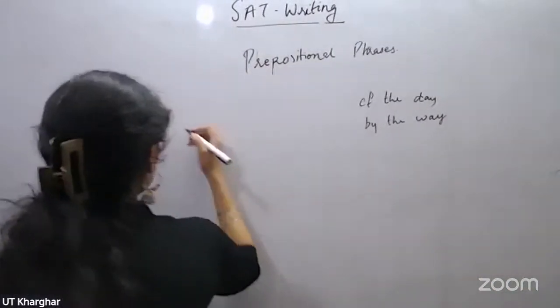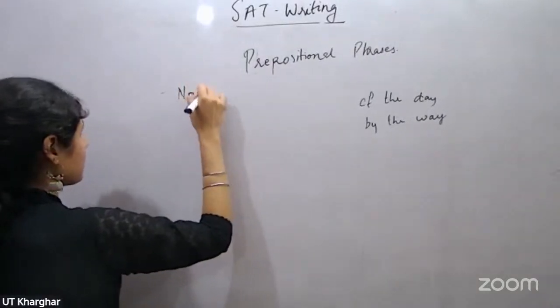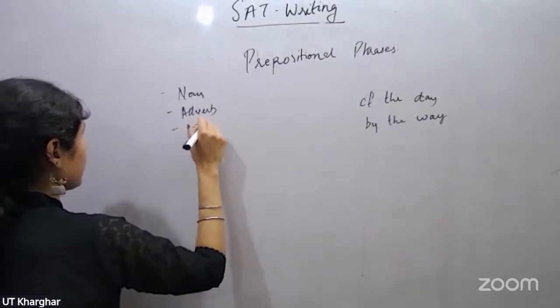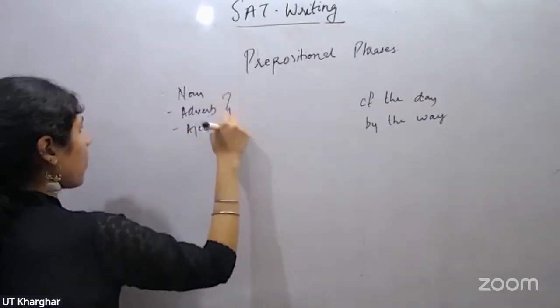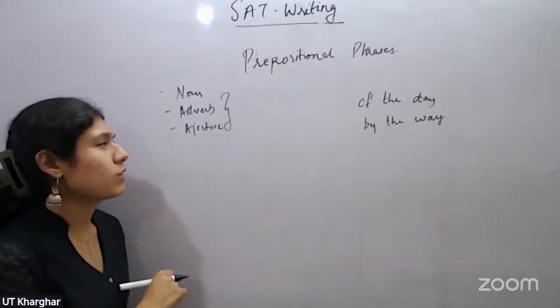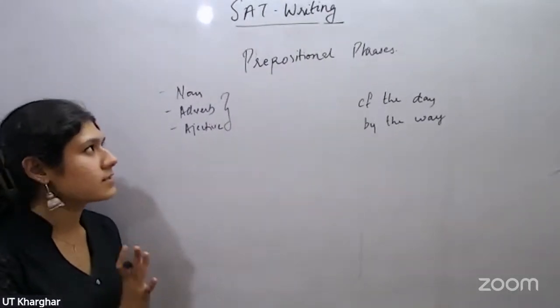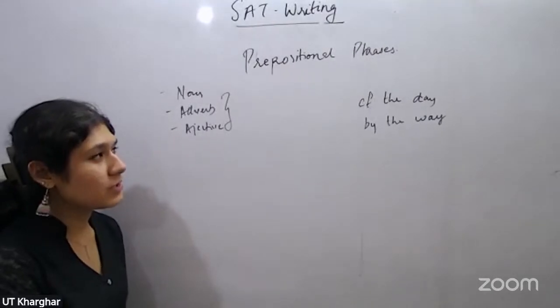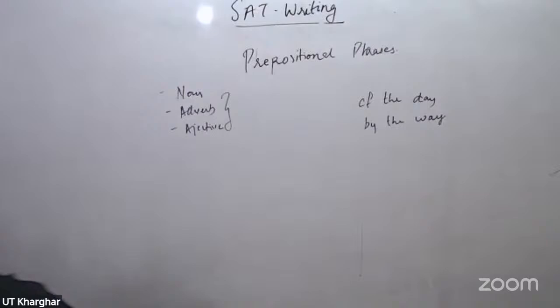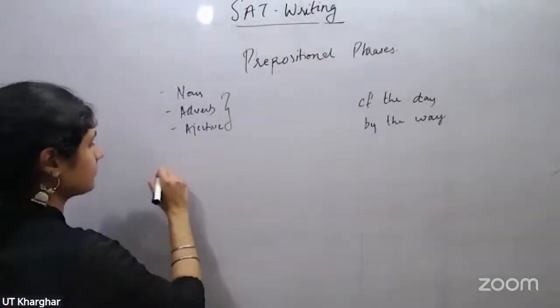Phrases are of many types. We have noun phrase, adverb phrase, adjective phrase. But all these are not that confusing when it comes to subject verb agreement. They will have clear answers. But whenever we have prepositional phrases, we definitely tend to get confused. So I'll give you an example.